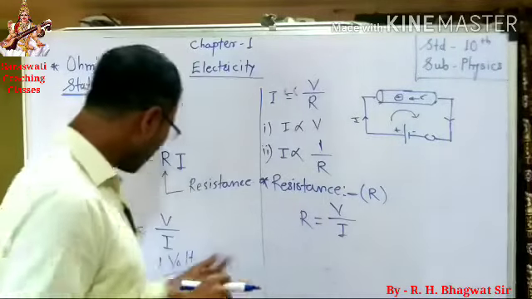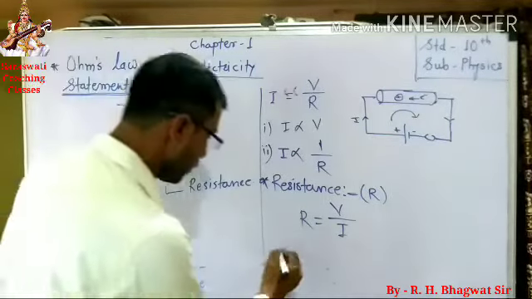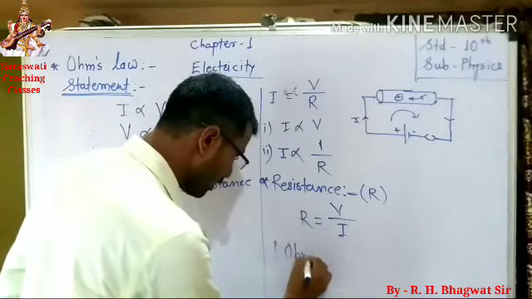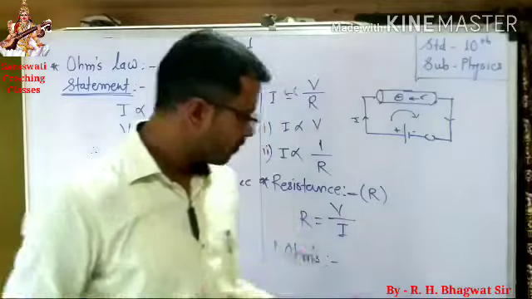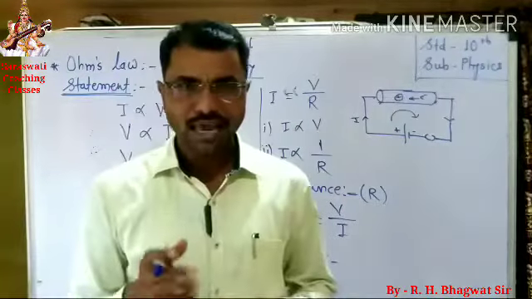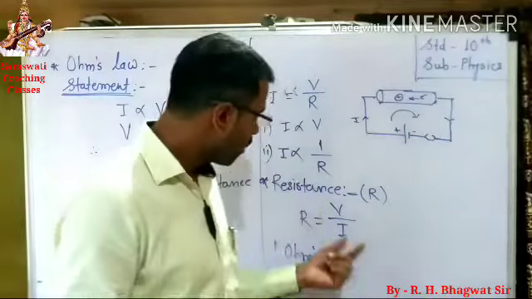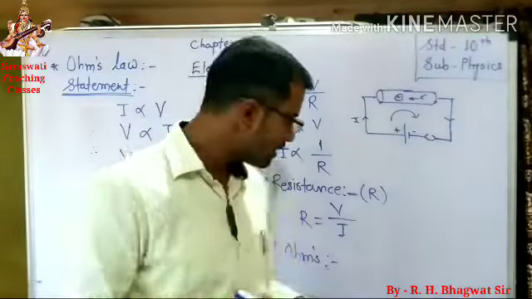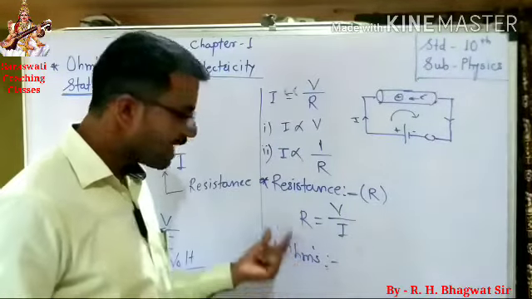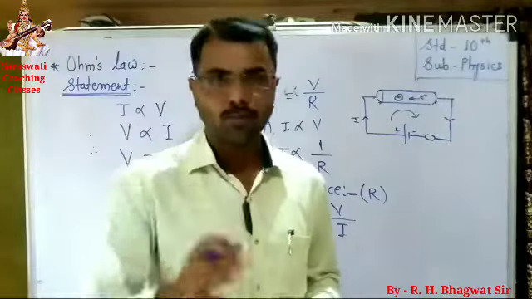We have also discussed the 1 ohm resistance. 1 ohm resistance is the resistance of a conductor when 1 volt potential difference applied across the conductor produces 1 ampere current flowing through that conductor. Then we can say that the resistance of that conductor is 1 ohm.